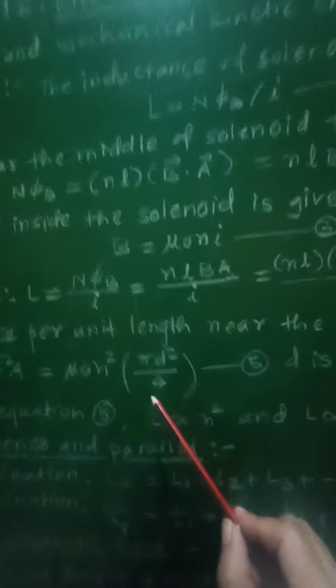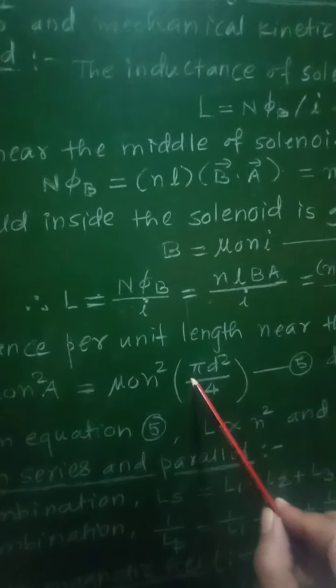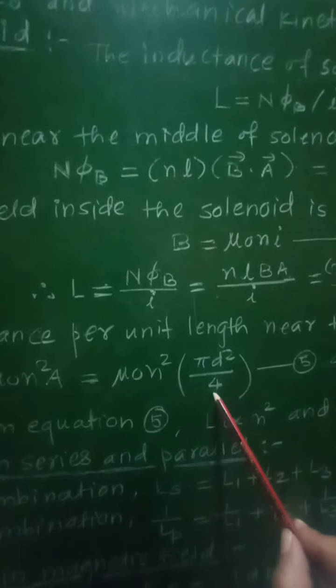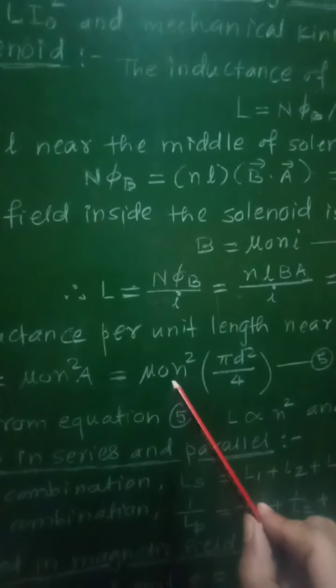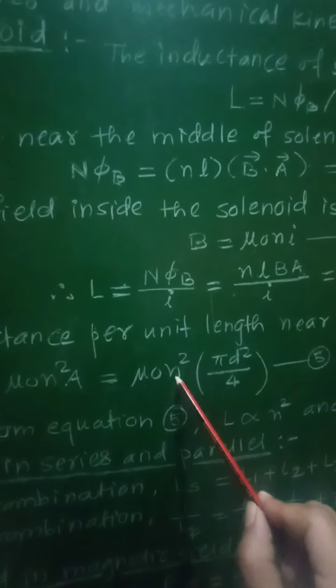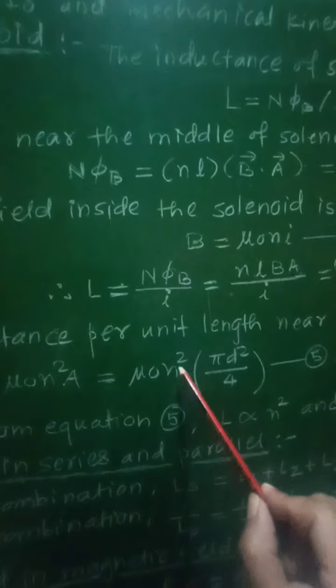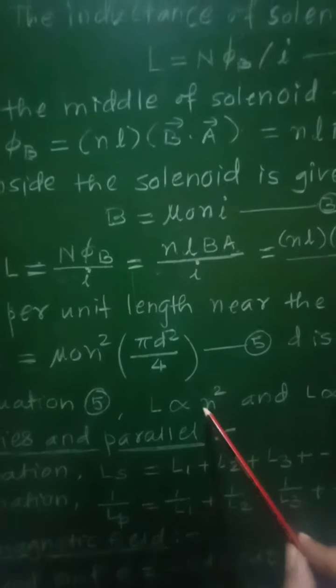So as inductance per unit length is equal to mu 0 n square pi d square by 4, from this relation we can say that the inductance per unit length is directly proportional to the square of the number of turns per unit length, that is n square, and therefore from this we can write L is proportional to n square.